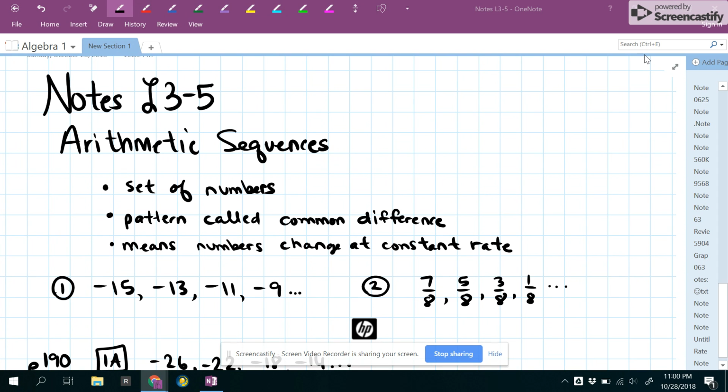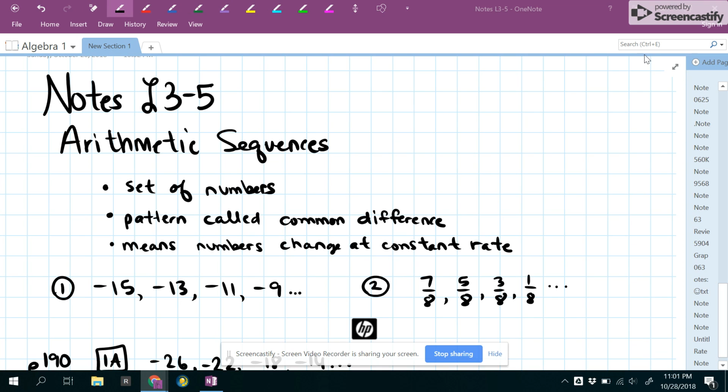So think about what we were doing just yesterday. We were looking at numbers that changed at a constant rate. And those numbers, therefore, made a linear pattern. So arithmetic sequences are linear in fashion, and you will see that by the time this lesson is over. So again, arithmetic sequences are sets of numbers. They have a pattern called a common difference, which means the numbers change at a constant rate.